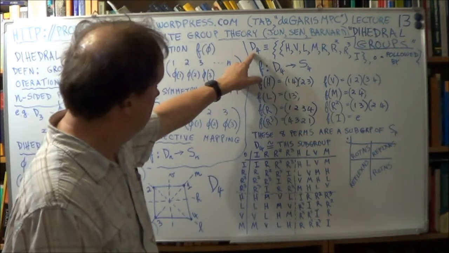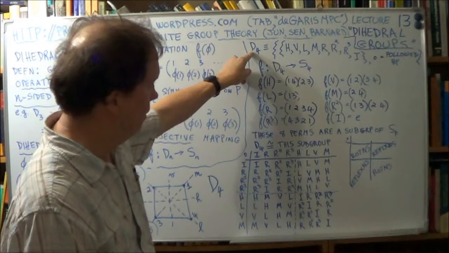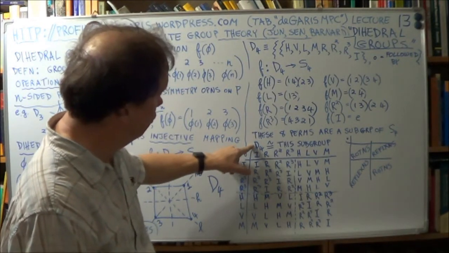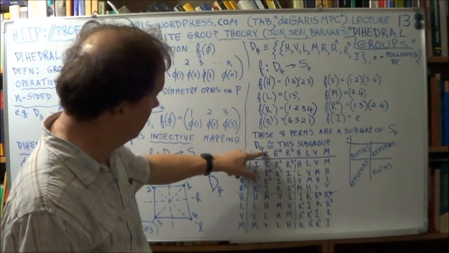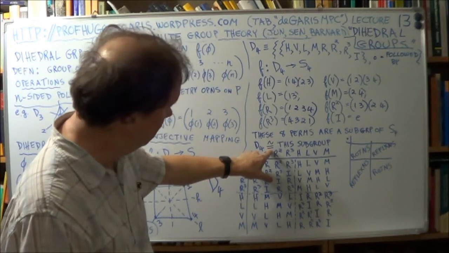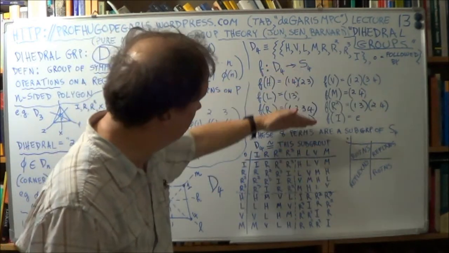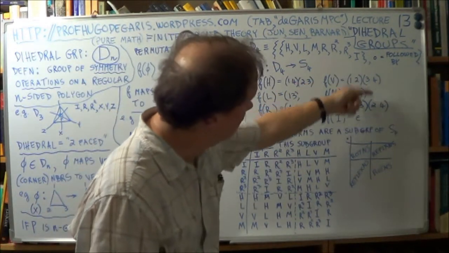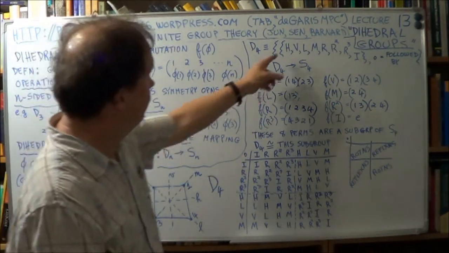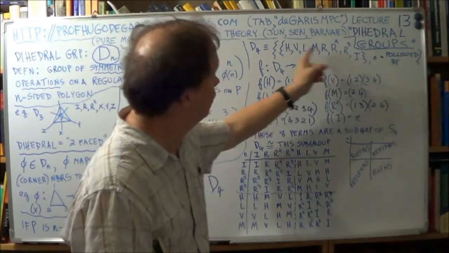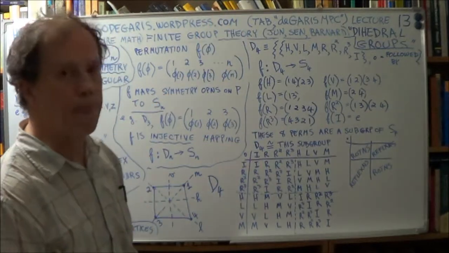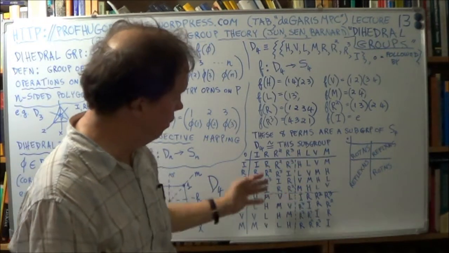And you can also show, again, do some homework if you like, that the dihedral group of 4 sides, D4, is isomorphic to this subgroup. These 8 permutations. All right. Well, we've got these 8 symmetry operations. It's a group, and we could create the group table.